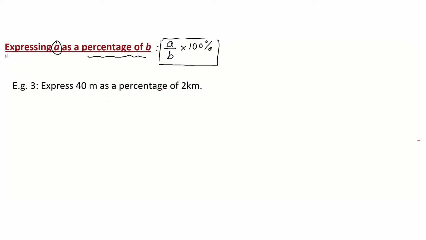Moving on to this third example, we are asked to express 40 meters as a percentage of 2 kilometers. So again, applying what I just learned, in our denominator should be 2 kilometers, and the numerator should be 40 meters, and then multiply by 100%. Now, before you rush into keying things into your calculator, please bear in mind that before we perform the conversion, we've got to make sure that both the numerator and the denominator are of the same units.